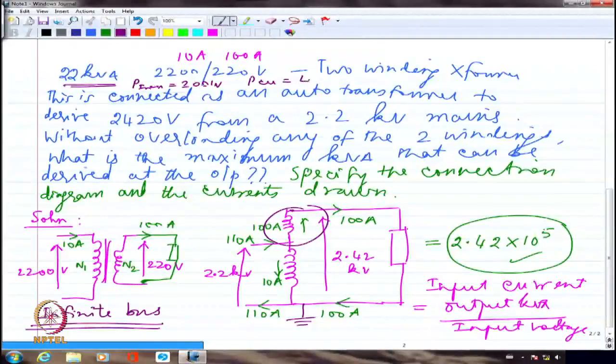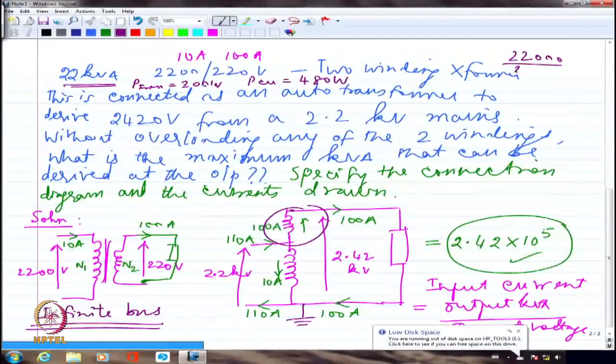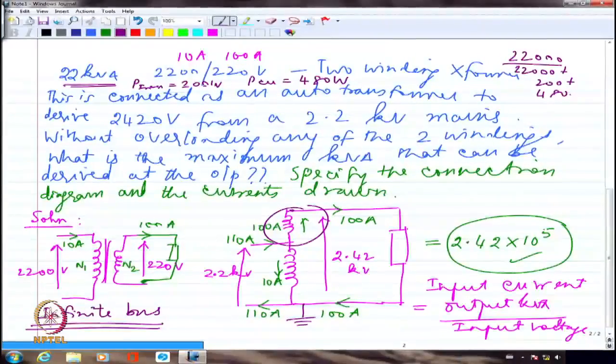Okay? I can definitely calculate the efficiency under unity power factor load condition under rated kVA when it is operating as a two-winding transformer. What will it be? It will be essentially 22,000 divided by 22,000 plus 200 plus 480. This will be the total efficiency that I would get for the two-winding transformer connection. When I am looking at the same thing as an auto transformer connection, the losses will not change.